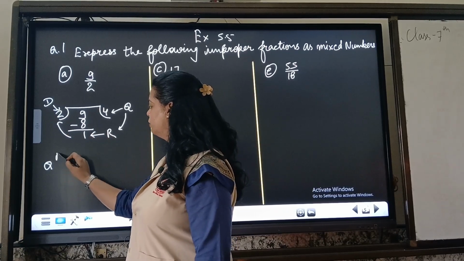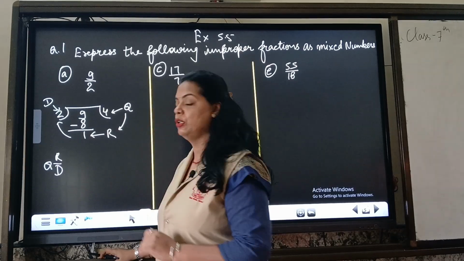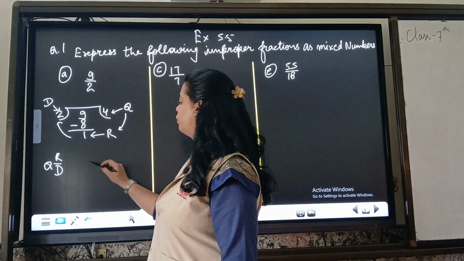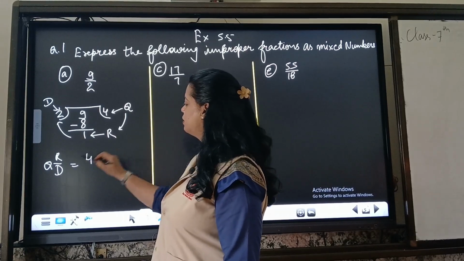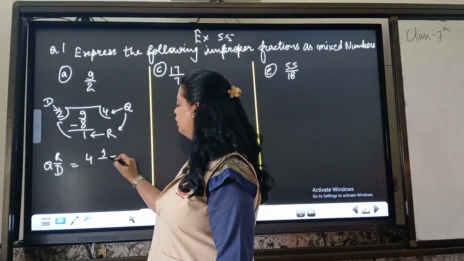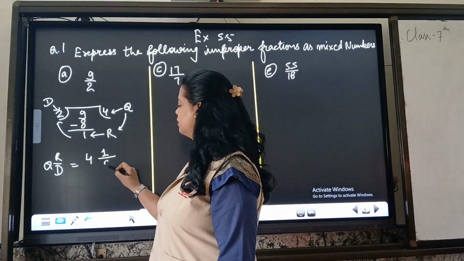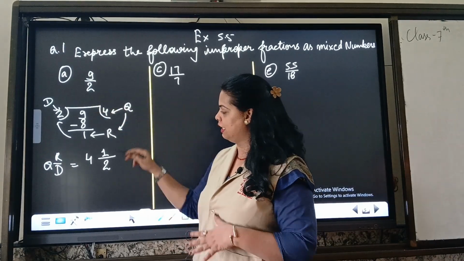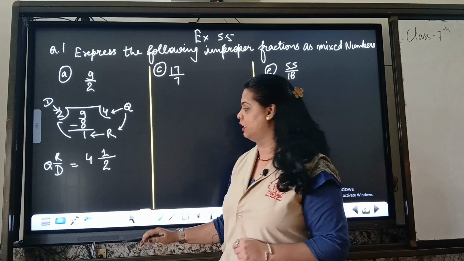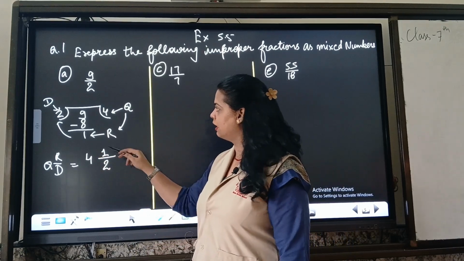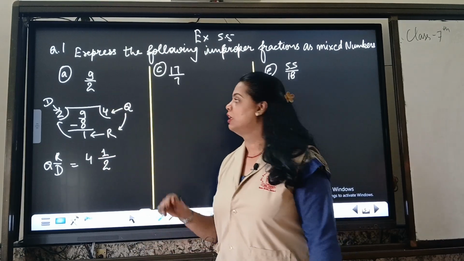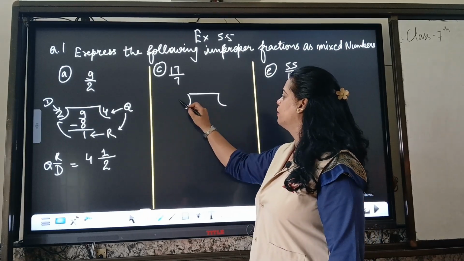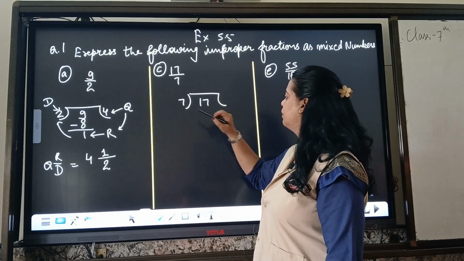So Q R D. It is a format to write any improper value in mixed fraction format. So what is Q? It is 4. What is R? It is 1. What is the divisor? It is 2. So we had denominator 2 earlier and in the answer you have the same denominator. Let's move toward the C part. We will do the division again to get the quotient and remainder.